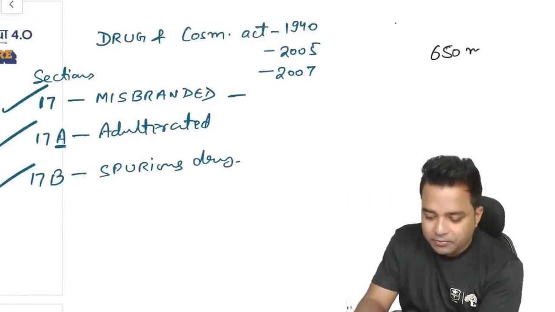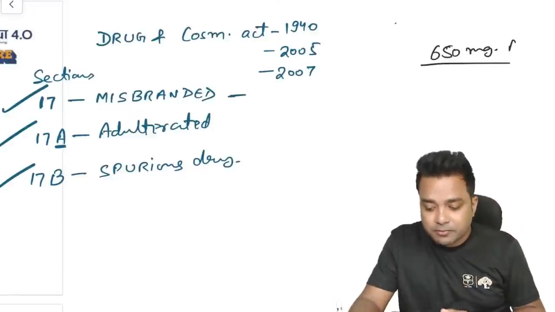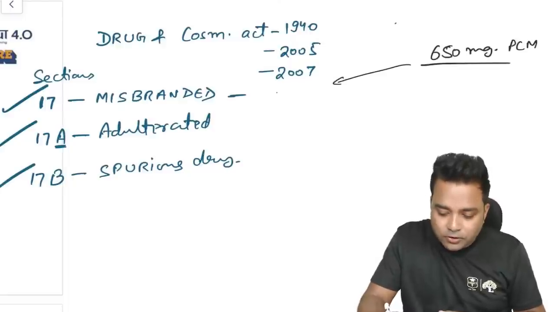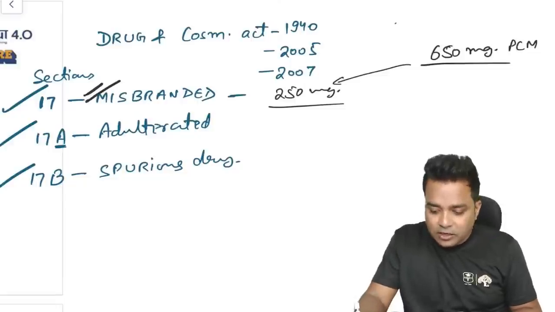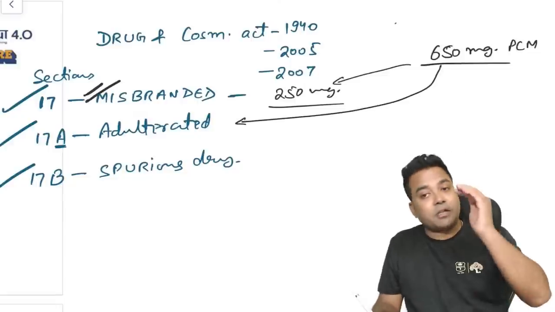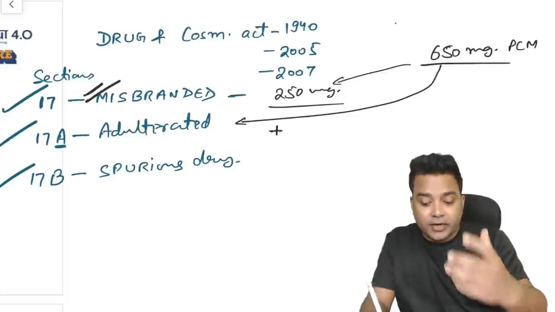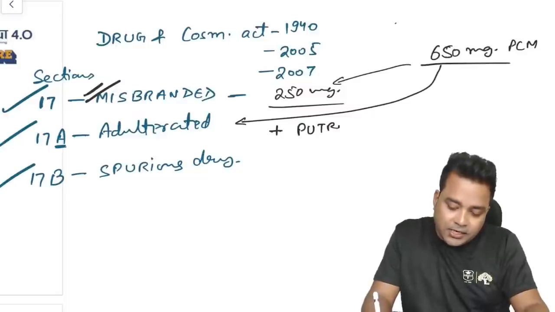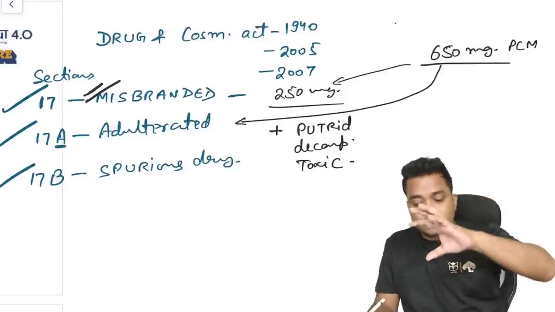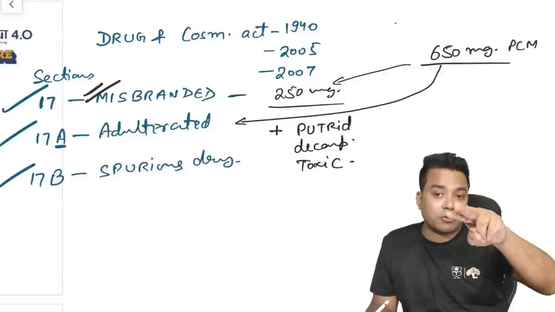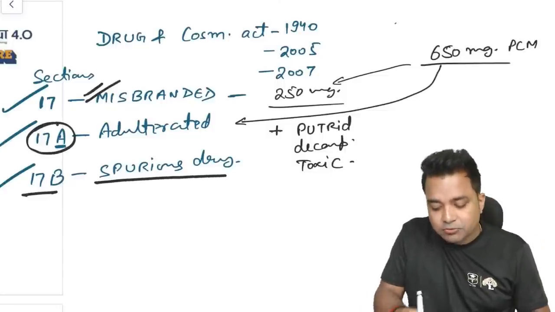So if there is 650 milligram on the label, the drug strip is mentioning 650 milligram PCM. But on analysis, what is found is 250. Yes, less, even less. So this is misbranding. If the label was 650 PCM, but along with it what is there? A putrid agent, decomposed substance, or a toxic agent. Now, this PCM is an adulterated drug according to the Drug and Cosmetic Act. Which section? Section 17A. 17B says, I will define spurious drugs.